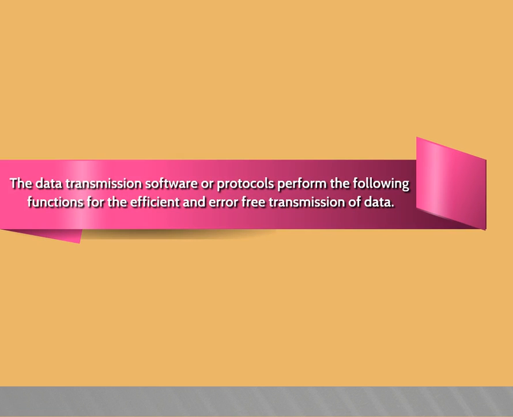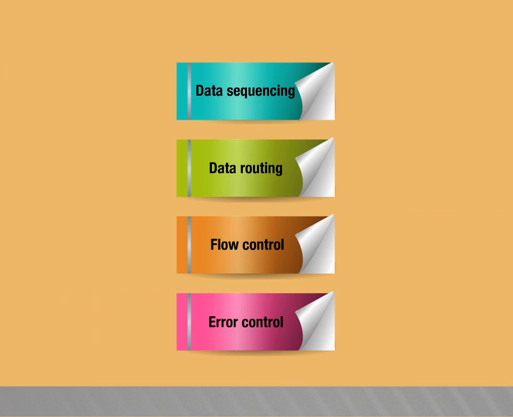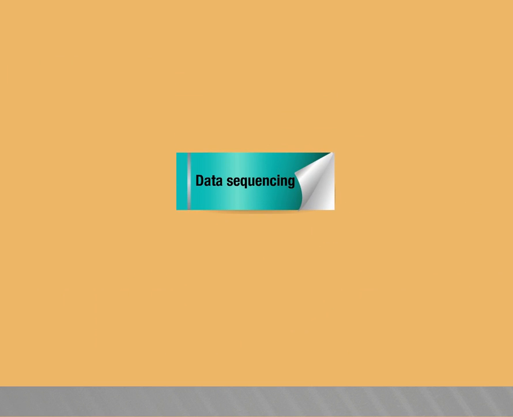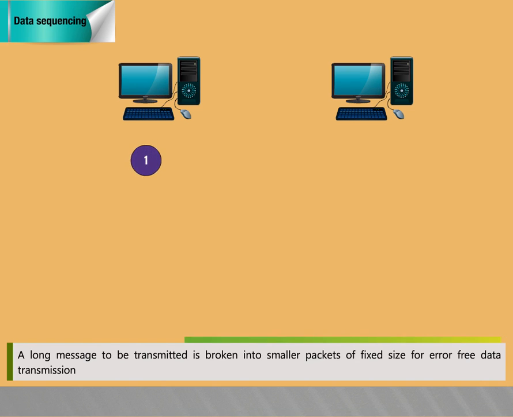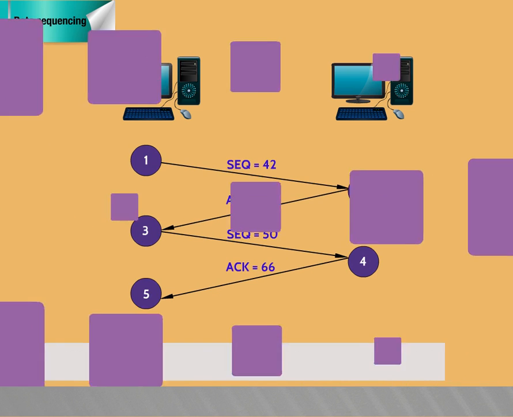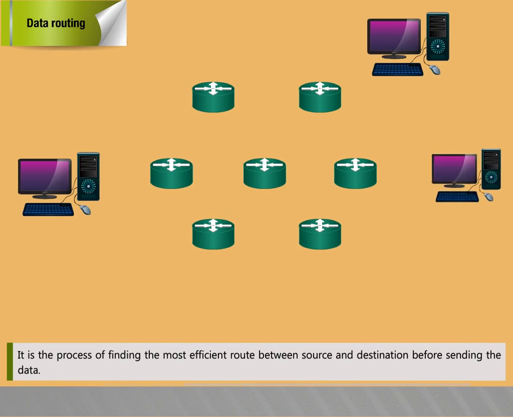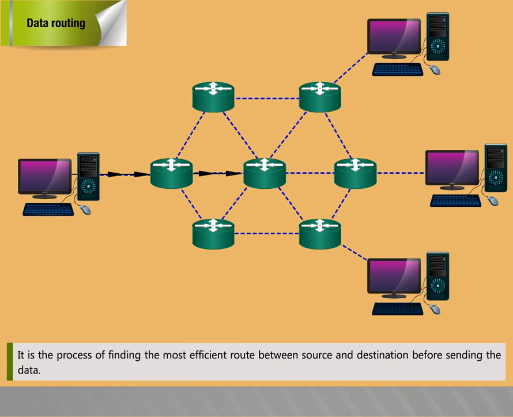The data transmission software or protocols perform the following functions for the efficient and error-free transmission of data: data sequencing, data routing, flow control, error control. Data sequencing: a long message to be transmitted is broken into smaller packets of fixed size for error-free data transmission. Data routing: it is the process of finding the most efficient route between source and destination before sending the data.